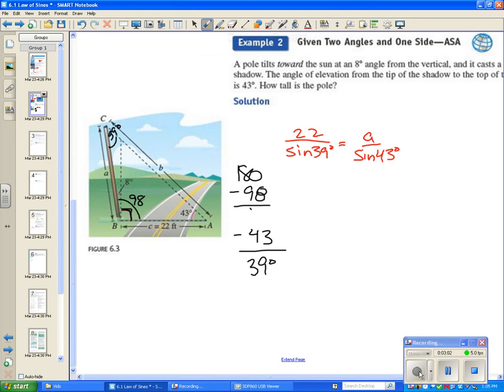I showed you how to type this in the last problem, so I'm just going to go ahead and cross multiply and solve. I get my a to be roughly 23.84. And we are talking feet here.